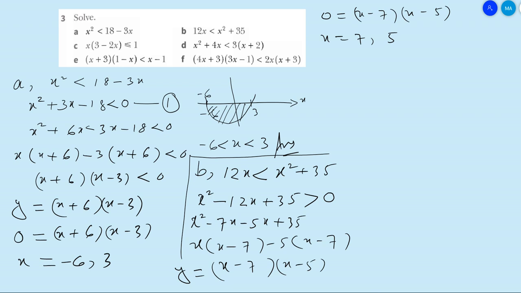Okay, plot the curve, roughly. No need to find the y intercept. So this is for example 5, this is for example 7, and this is our curve. Now see equation number 1. For example, this is equation number 1. So there is a greater sign. Greater means the values are x greater than 7 and x less than 5. So we have two answers.